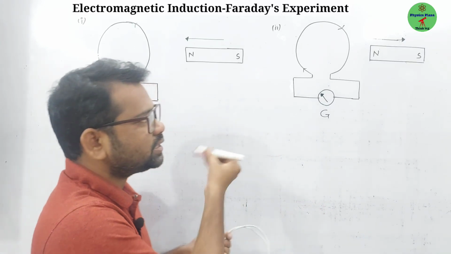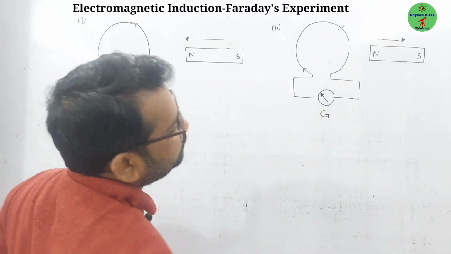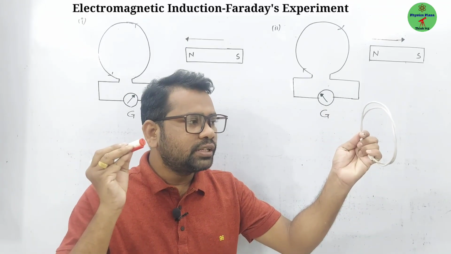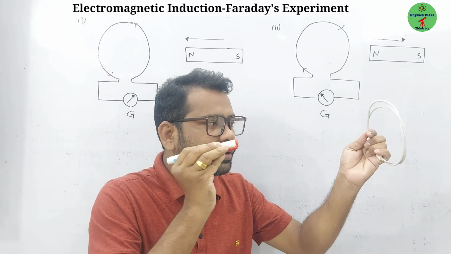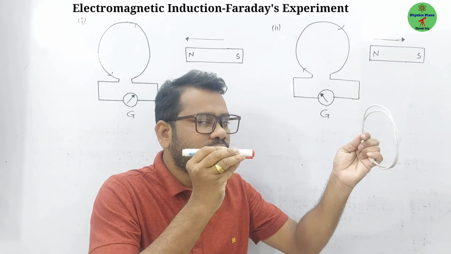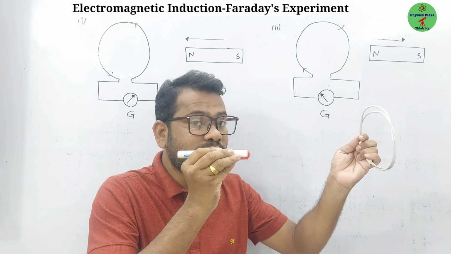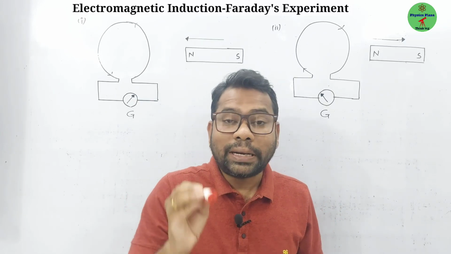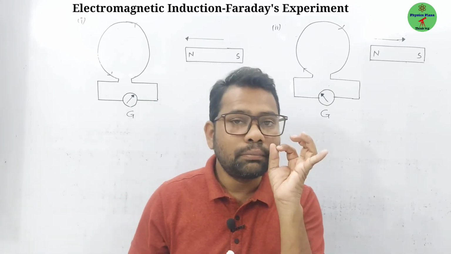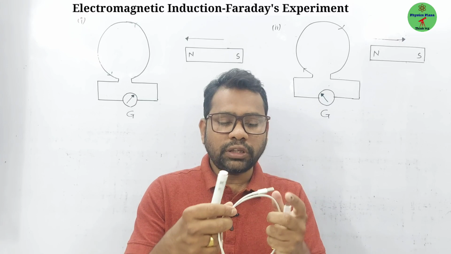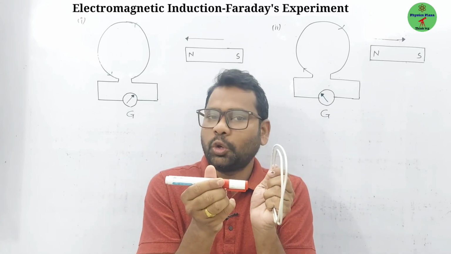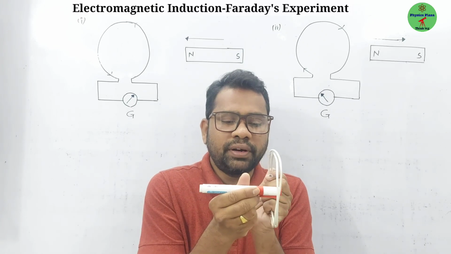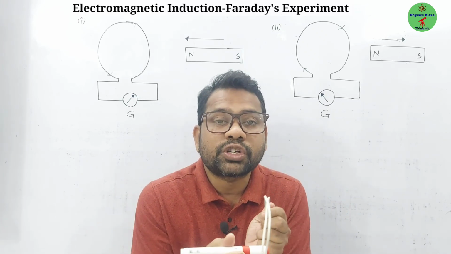The galvanometer showing deflection means current is produced, which is okay. But as long as the coil is moving, there is deflection. The moment it is stopped, there is no deflection. Try to understand: as long as there is a relative motion between the bar magnet and the coil, we get deflection. The moment it is pushed and the moment it is taken away, there must be some relative motion.